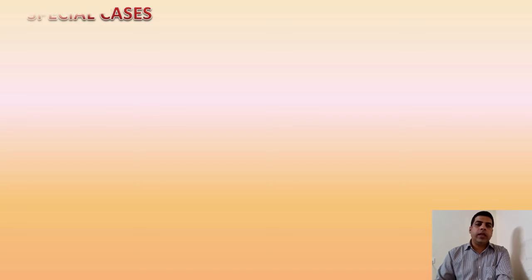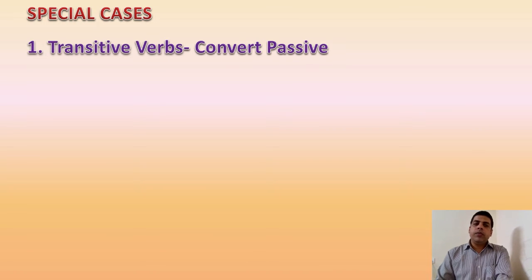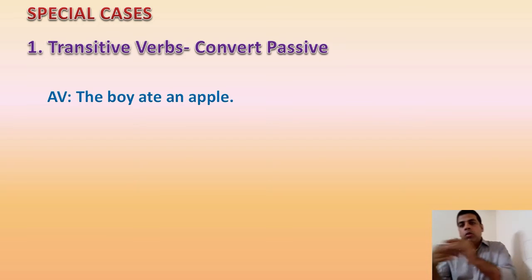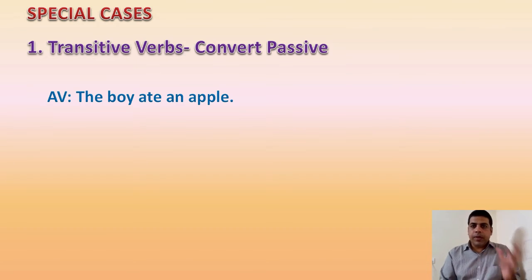The very first one is that all the time we cannot convert a sentence into passive. What is that case? We must have a transitive verb. If a transitive verb is there in a sentence, then only can we convert it to passive. Now, what is a transitive verb? A transitive verb is a verb in which the action moves from the doer to the object. A person who does certain work, that action gets moved from one person to the other.